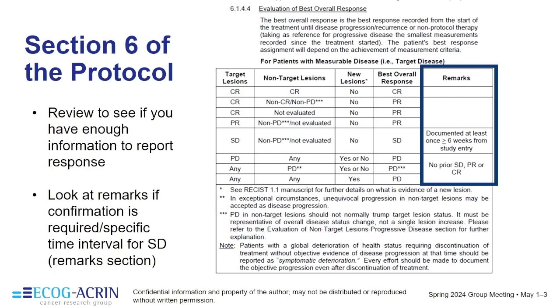Section 6 in the protocol, once again, is very helpful and will help you see if you have enough information to report response. This is helpful when you look at the remarks section. The remarks section will let you know if this is a study where a follow-up scan is required. Like if it's a confirmation trial, you may not be able to report partial response on that first scan if it requires a confirmation. This study is not a confirmation study, so there's not any of that in the remarks.